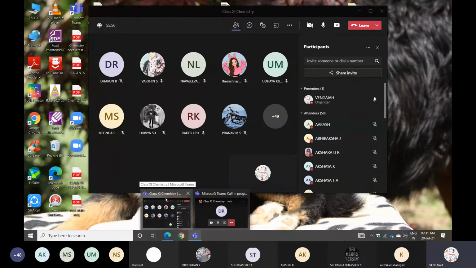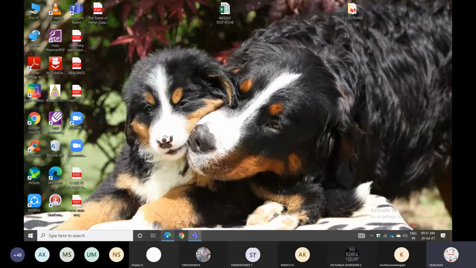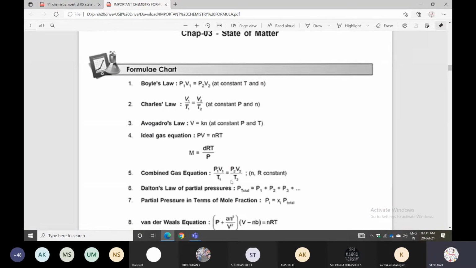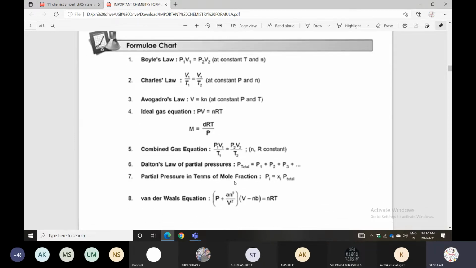In the states of matter lesson, whatever formulas there will be, you will write them together. Based on these formulas, we solve the questions. That's why you can write all the formulas together. Write, okay?